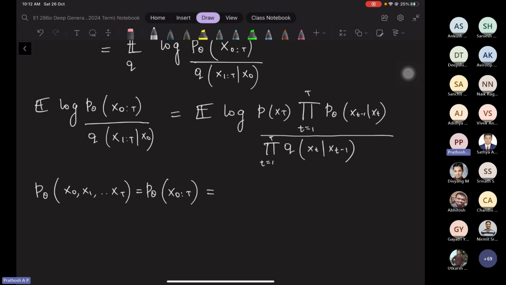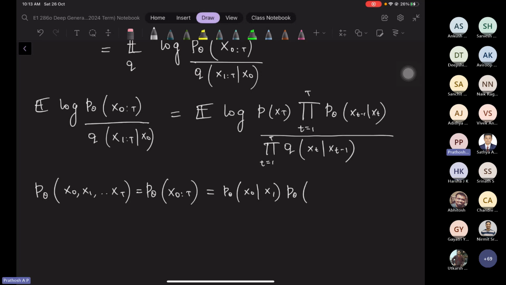So that is p equal to 1, right? So p theta of x0 given... So I think it's p theta of x1 given x0. Right?